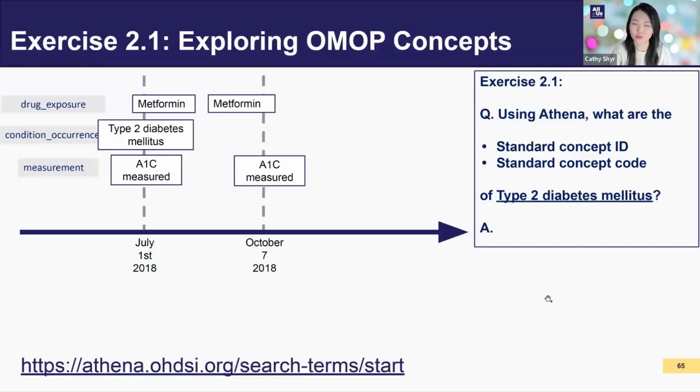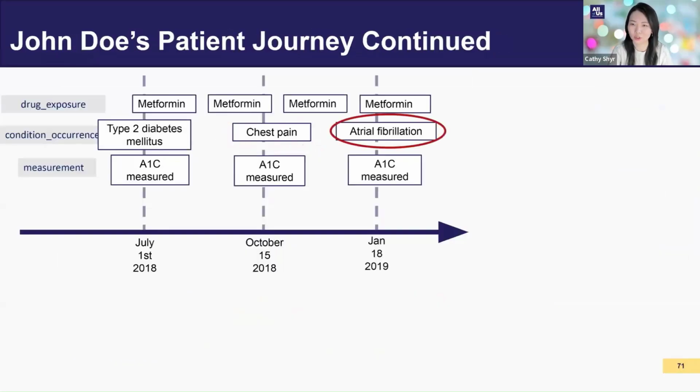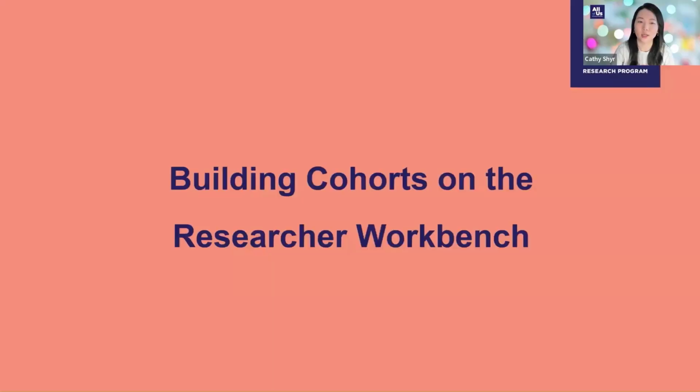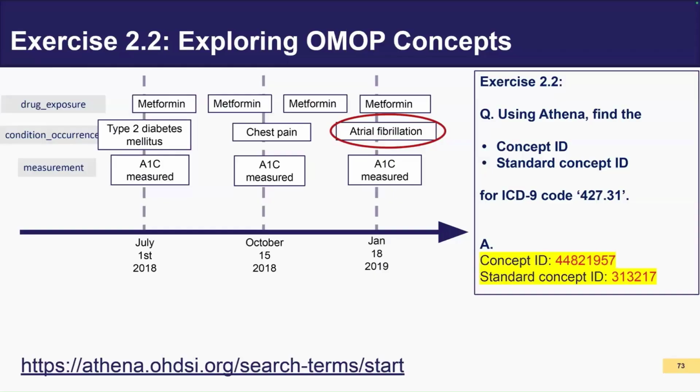So are there any questions about exercise 2.2? Perfect. All right, so now we're going to, yeah, sorry, go ahead. I have a question. Yeah. So let's say if one wants to get a lot of EHR data related to this one, we need to look for the standard concept ID.